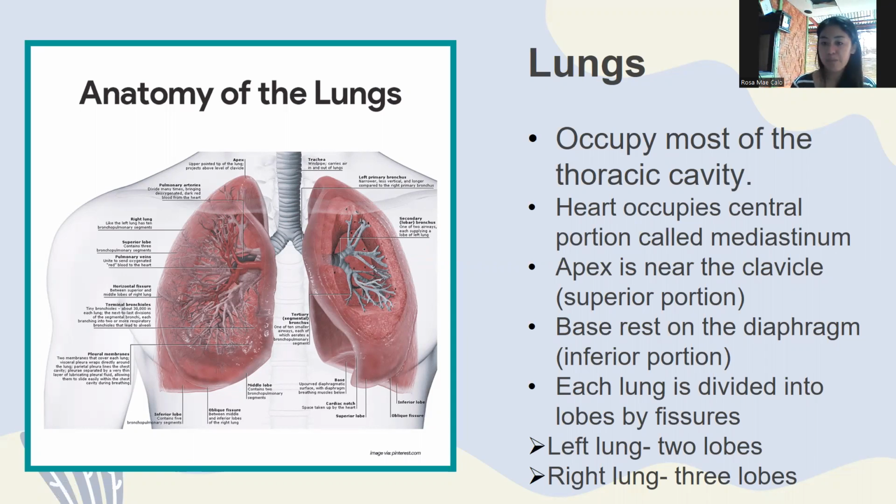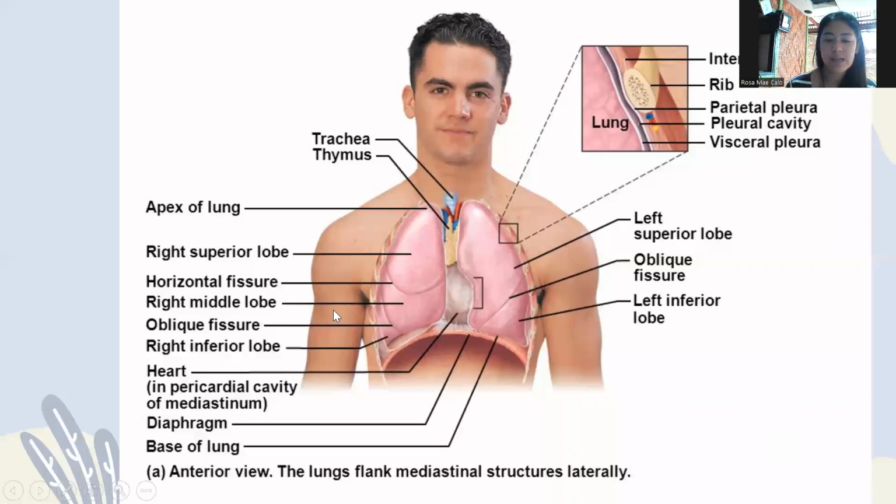In the lungs, we can see the apex, which is near the clavicle, and the base that rests on the diaphragm. Each lung is divided into lobes by fissures. The left lung has two lobes. The right lung has three lobes. This is an illustration, an anterior view of our lungs.